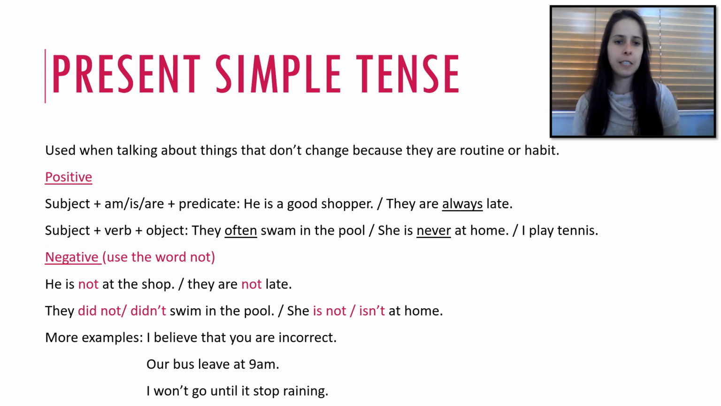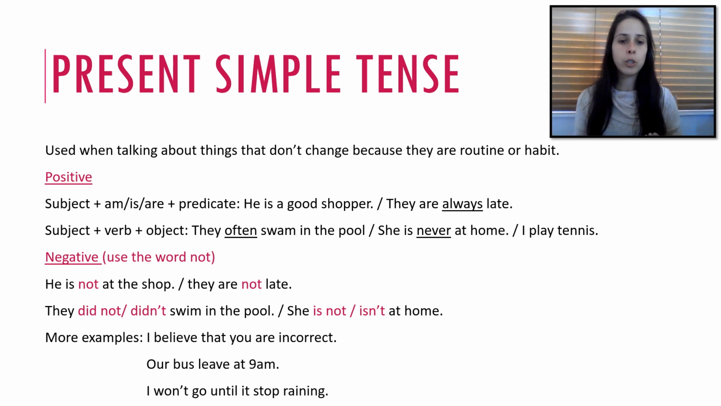Let's have a look at another sentence structure. I can use my subject plus my verb, and then I add an object. They often swim in the pool. So my object would be the pool. Okay, or she is never at home, or I play tennis. The sentence she's never at home would actually form part of your negative sentences. So let's have a look again. They often swim in the pool. She is never at home, so she's hardly there, and I play tennis. It's probably something that I do quite often.